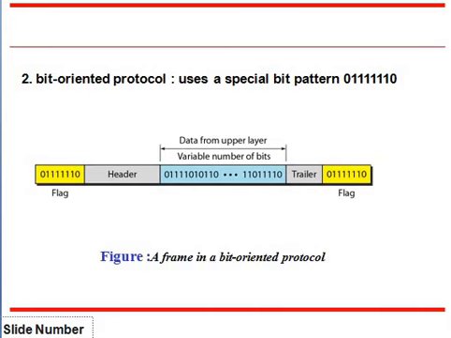In the bit oriented protocol we use a bit pattern, which may be either 0 or 1. We take the data from the upper layer, that is the network layer. A variable number of bits will be there. A bit frame is a frame in a bit oriented protocol.